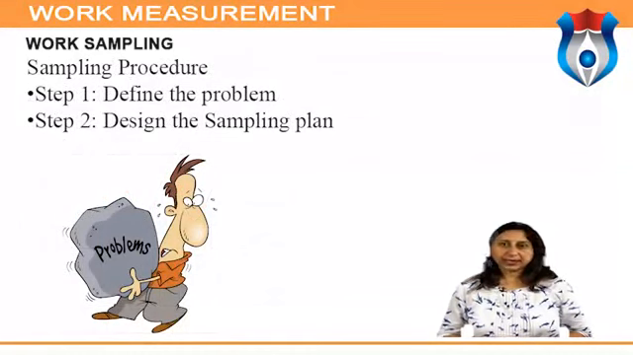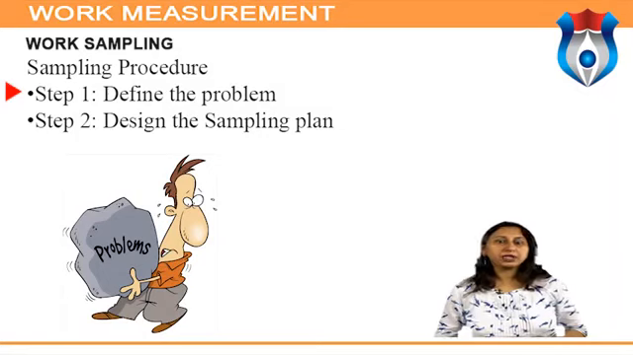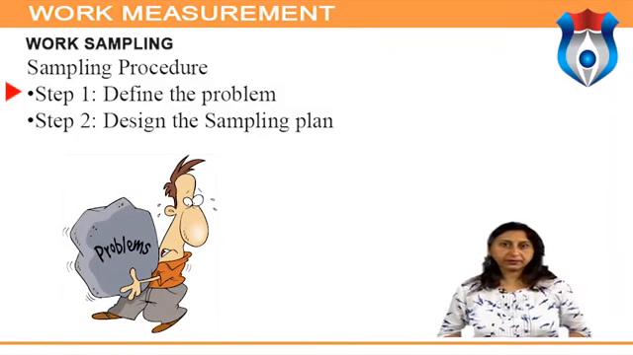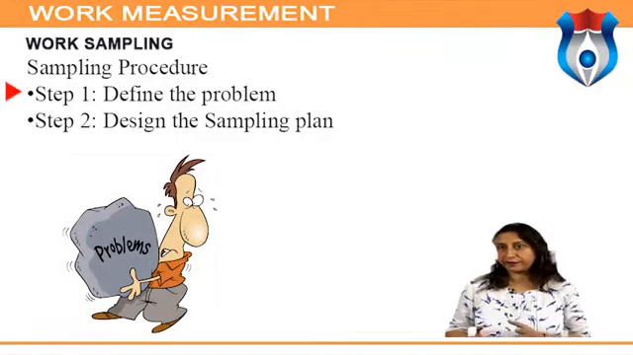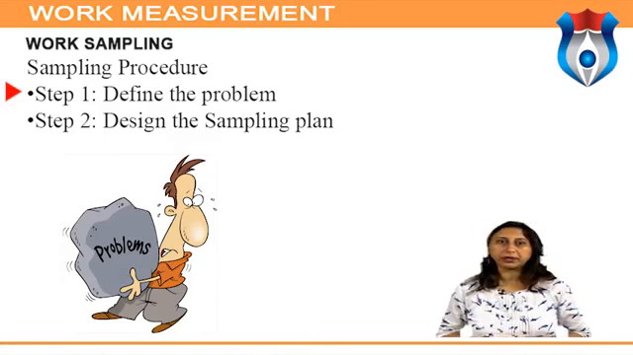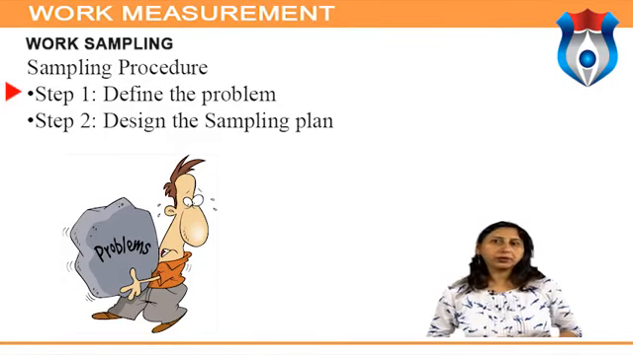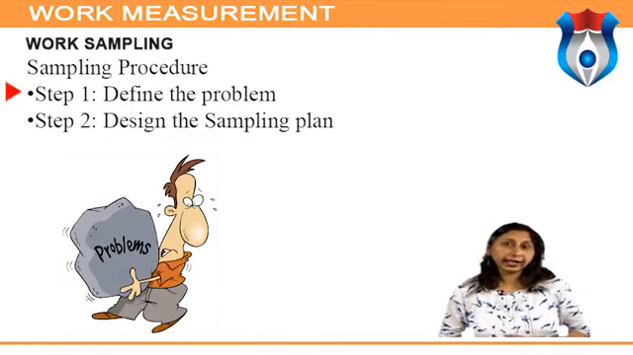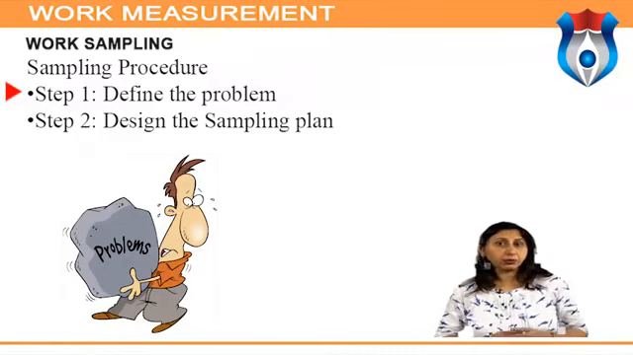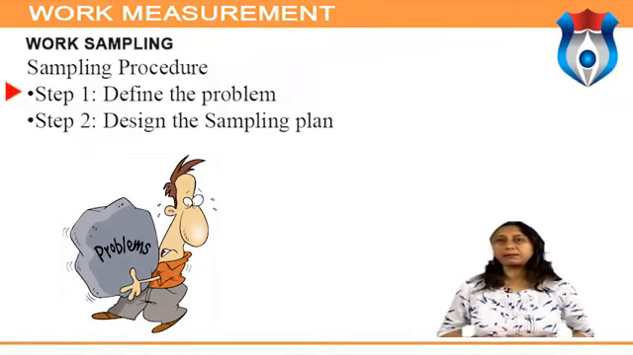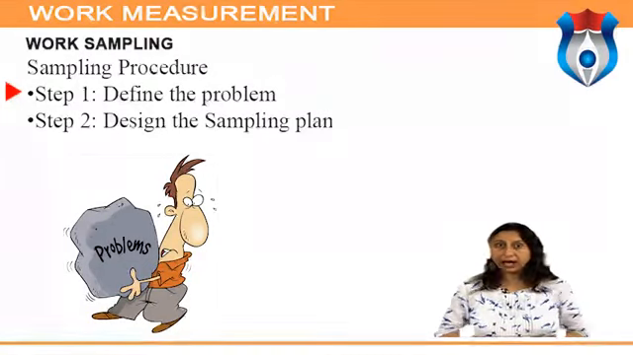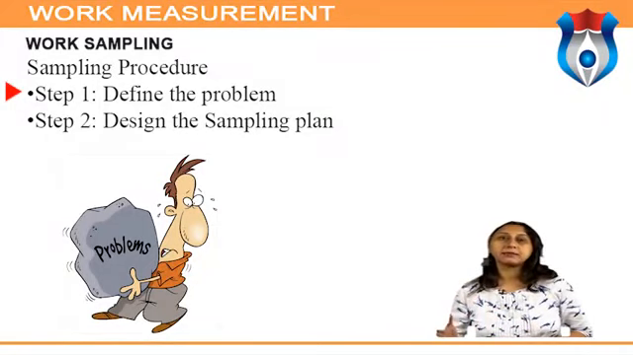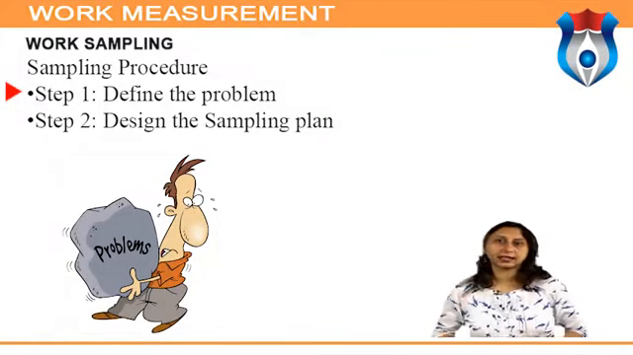Sampling procedure. Step 1. Define the problem. Describe the job for which the standard time is to be determined. Unambiguously state and discriminate between the two classes of activities of the operator on the job. What are the activities of the job with which, if the operator is found engaged, would entitle him to be in working state? This would imply that when the operator is found engaged in any activity other than those, he would be in not working state.